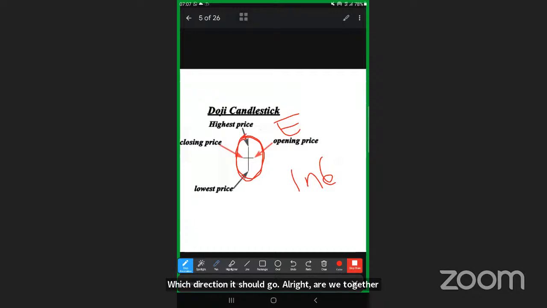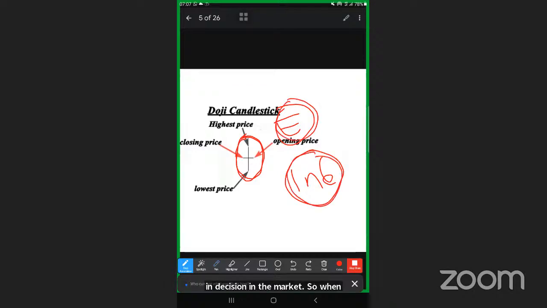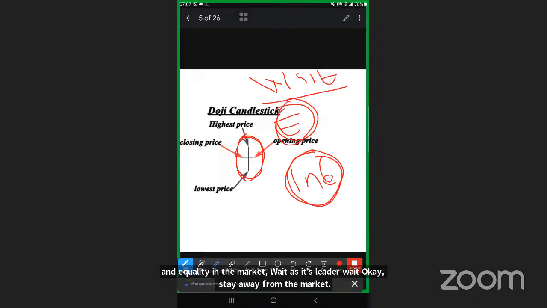So a doji candlestick chart pattern is a very important candlestick pattern that you are going to find in the market. Remember, it brings about equality and it brings about indecision in the market. So when there is indecision and equality in the market, wait. As a trader, wait. Okay? Stay away from the market. Give it a chance. Let the market do what it wants to do.